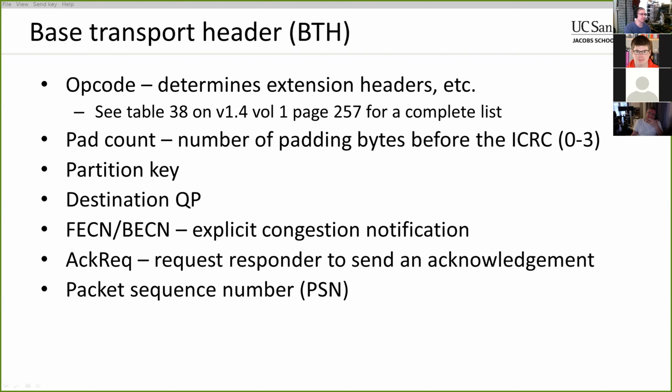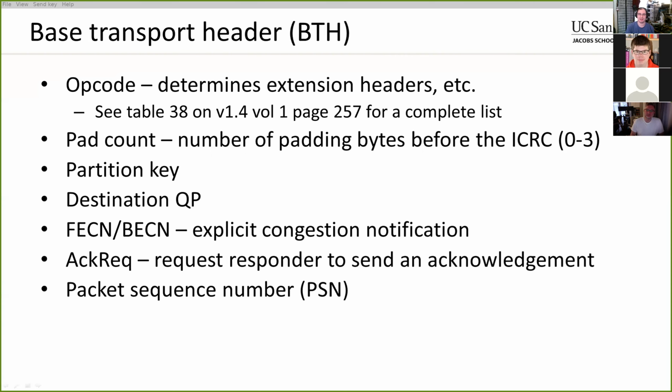So this one has several different fields that are required for the various transports. It has the opcode that indicates what operation is being described here. And this is used for both requests and for responses. So there are opcodes for acknowledgements and RDMA read responses and things like that. But not for RDMA receives, because those don't actually go anywhere. Then there's a pad count, right?